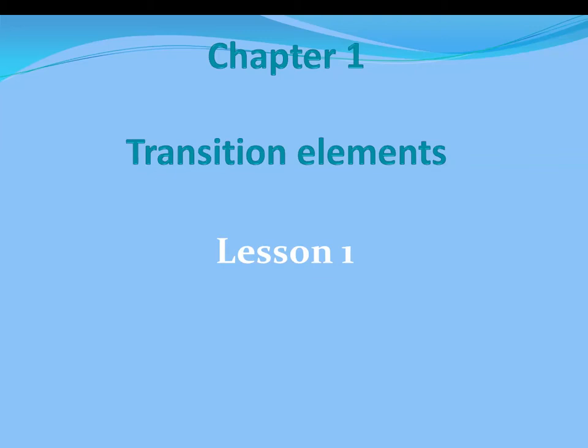Senior 3 syllabus is talking about 5 units. The first unit is talking about the transition elements. Unit 2 is talking about analytical chemistry. Unit 3, chemical equilibrium. Unit 4, electrochemistry, and Unit 5, organic chemistry. Now let's start with chapter 1, transition elements.